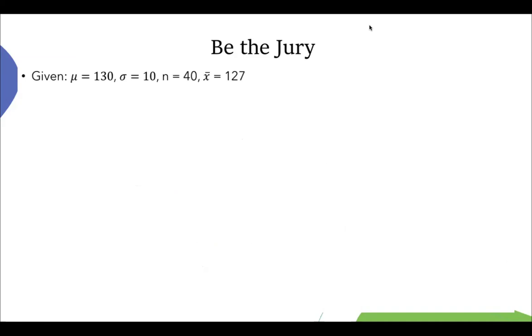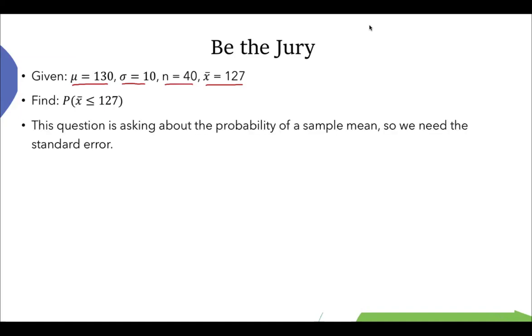These are the important details that were provided in the problem: mu, sigma, n, and x bar. We're finding the probability that the sample mean is less than or equal to 127. Since it's asking us about the probability of a sample mean, we need to use the standard error because we're working from a sampling distribution. Let's calculate the standard error with this formula. We're going to take sigma, 10, divided by the square root of n, which is 40. 10 divided by the square root of 40.